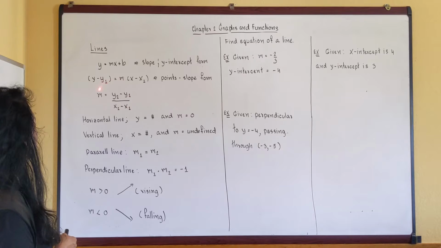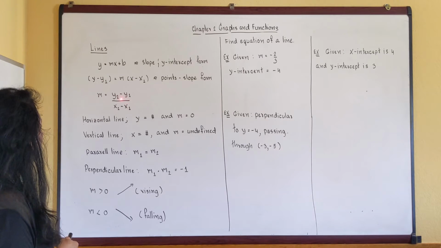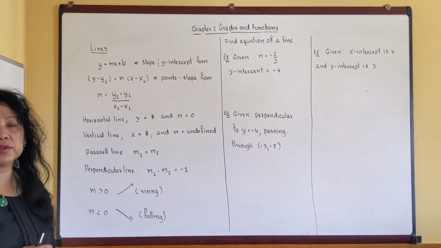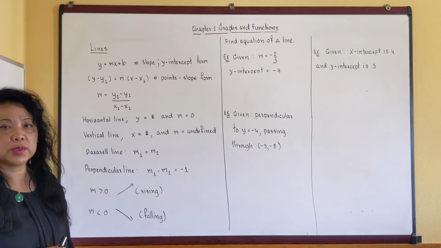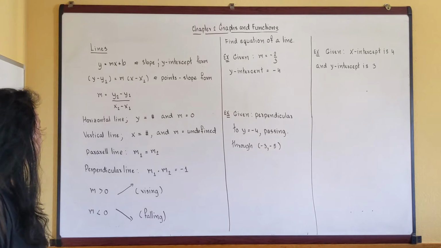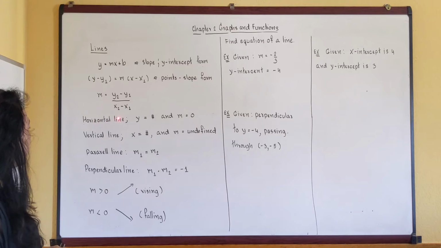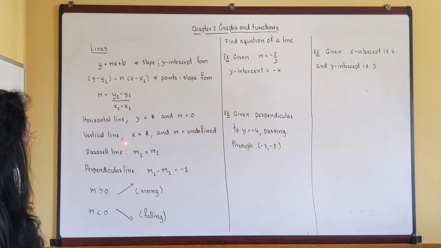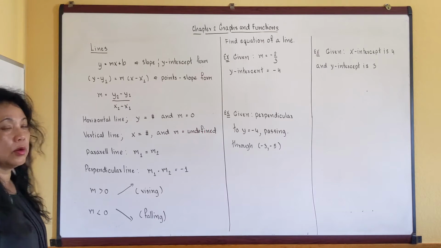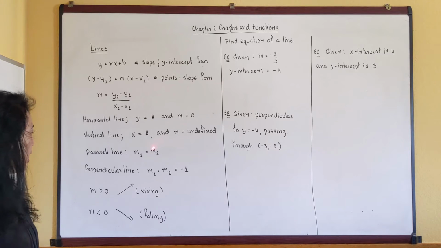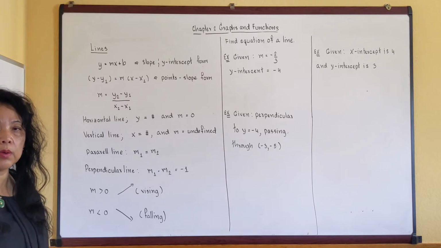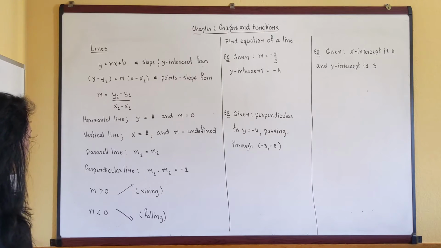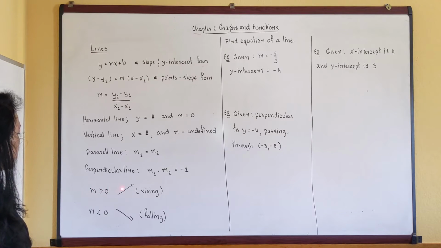The next one is the equation for slope: m equals y2 minus y1 over x2 minus x1. If you have 2 points, you can call either one the first point, it doesn't really matter, but be consistent. If you have a horizontal line, the equation is y equals some number and the slope will be 0. If you have a vertical line, the equation is x equals some number and the slope is undefined. 2 parallel lines will have the same slope. For 2 perpendicular lines, if you multiply the slopes you get negative 1, or the slope of one is the negative reciprocal of the other. If the slope is positive, the graph is rising. If it's negative, it's falling.